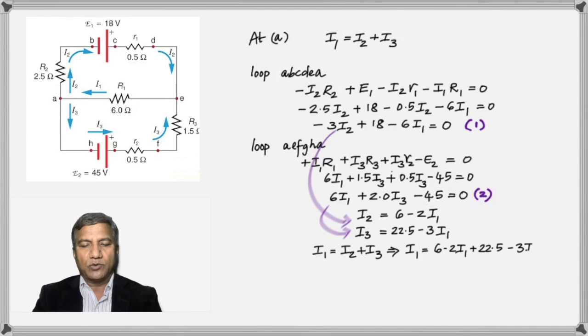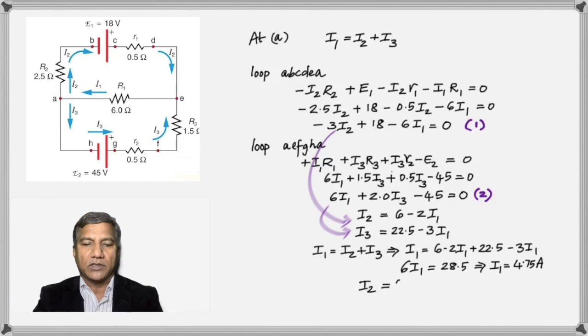I1 is I2 plus I3. Since we know I2 is 6 minus 2 I1, we just go I1 is 6 minus 2 I1 plus I3. And I3 is this whole thing. So you have I2 and I3 here, and if you add them, you should get I1, correct? So I'm going to add the right-hand sides of these two equations to get I1. And that means that equation only has I1 in it. So if you do the algebra, you will get I1 as 4.75 ampere.